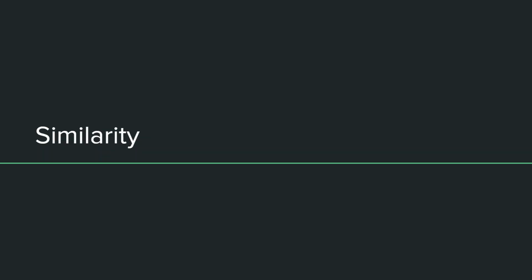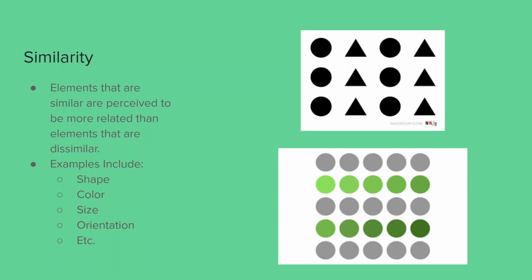Our next principle is similarity. In my opinion, similarity and proximity pair very well together, especially when you start to incorporate more advanced designs that add more than one color or shape. Similarity is defined as elements that are similar being perceived as more related than elements that are dissimilar. This can mean something that is the same shape, size, color, orientation, or many other factors.